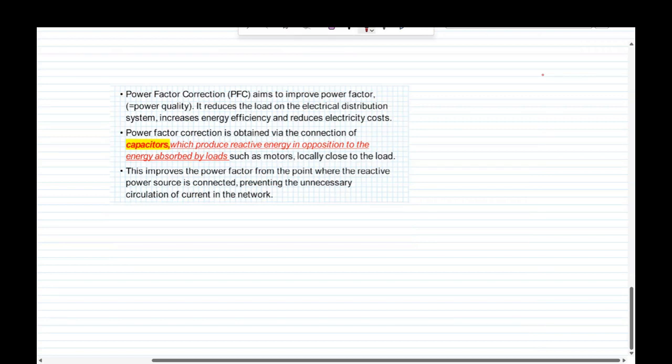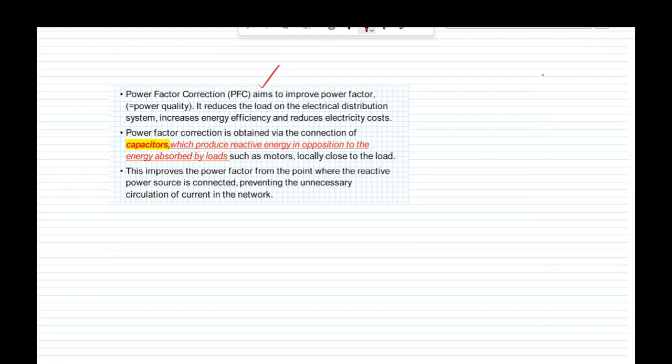Power factor correction is to improve the power factor. Power factor means power quality, which can reduce the load on electrical power distribution systems. It may also increase energy efficiency and reduce electrical cost, meaning minimize electrical cost.